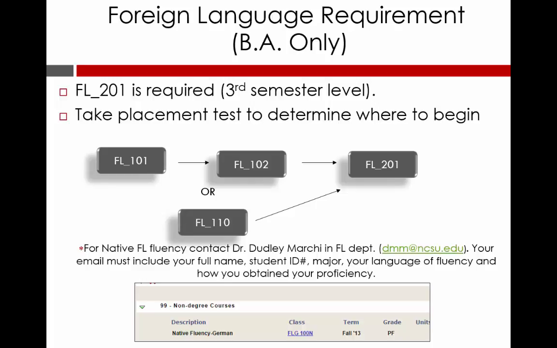Option 3, if you have transferred in credit for a foreign language, you may start at the next level. For example, if you have transferred in a level 1 language, you can start at level 2. Option 4, if you speak another language fluently, take a look at the bottom of your degree audit where you see non-degree courses. If you see the native fluency notation, contact your advisor so they can move an elective course into the foreign language space if it has not already been done.